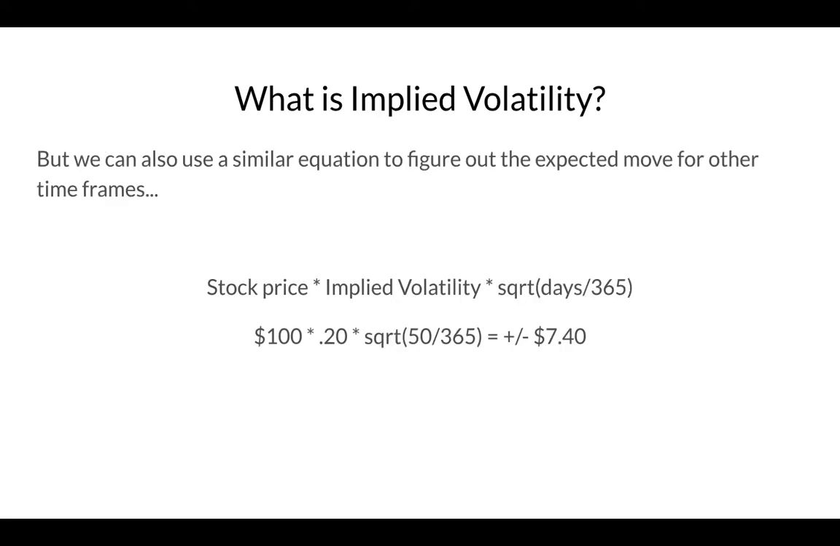But we could take that equation, add a little bit to the end, and determine the expected move for a stock for any time frame. So we take the stock price, multiply it by implied volatility, and multiply it by the square root of how many days we're interested in over 365. So if we have the $100 stock price and the 20 implied volatility and we're looking 50 days in the future, that's about a $7.40 move up or down, okay?